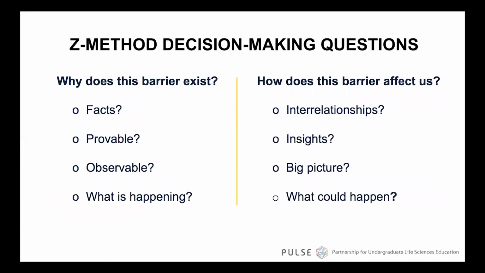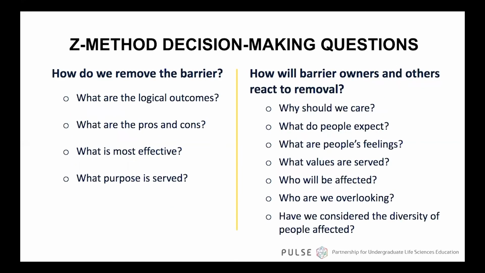There are a number of questions one can ask when addressing the Z method. These are more questions than you'll be able to get to in any particular discussion, but here are some things to consider. When asking how the barrier affects us, we might think about interrelationships, insights, the big picture, what could possibly happen. How will the barrier owners and others react to its removal? This is a critical step, which is often overlooked, but all 4 steps are important.